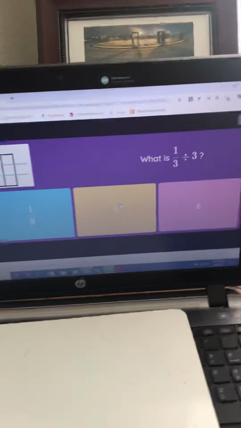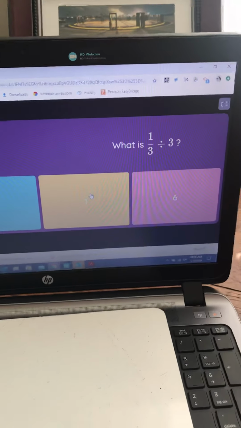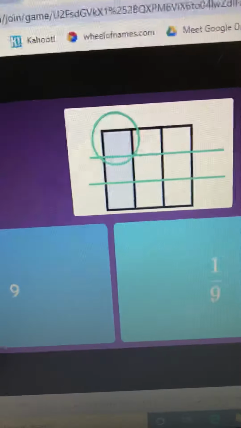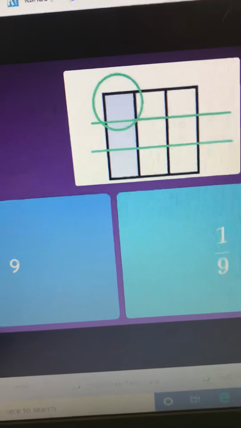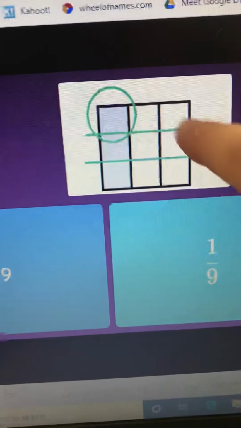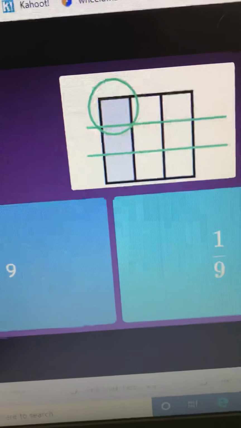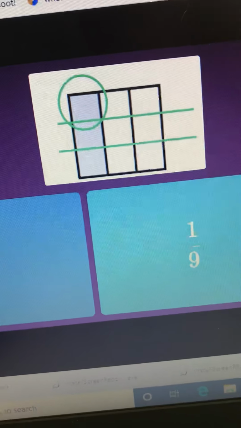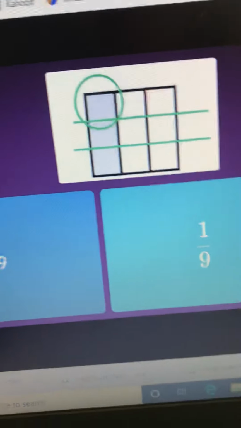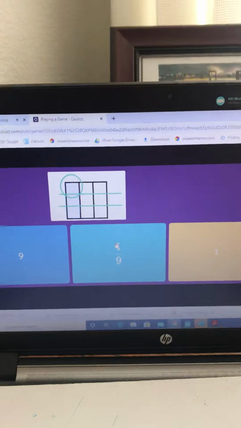Number 3, I have a model with my question, what is 1/3 divided by 3? So here in my model, the shaded part is 1/3, and then I've divided it into 3 groups going horizontally. The green circle shows 1 piece out of 9, so my quotient is 1/9.